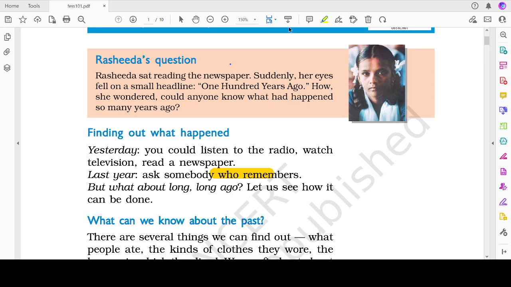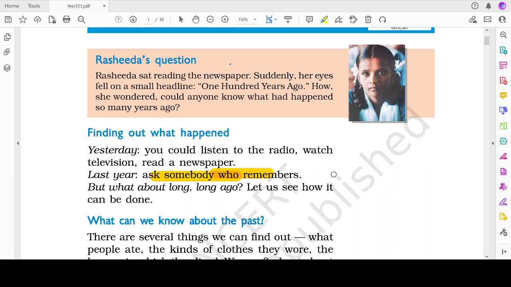And if you think about last year, and want to think about what I did, then if I don't remember, I can ask somebody who remembers. I can ask my father, I can ask my mother what happened on this day. Like we all remember our birthdays. Last year on this day I celebrated my birthday in a very grand way. Or on this day I got my result, I had got a straight 90%. So we remember what happened last year.